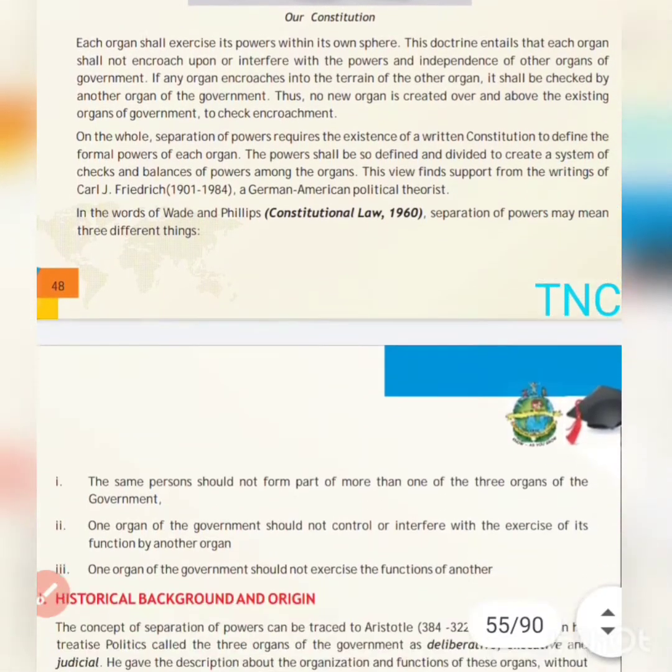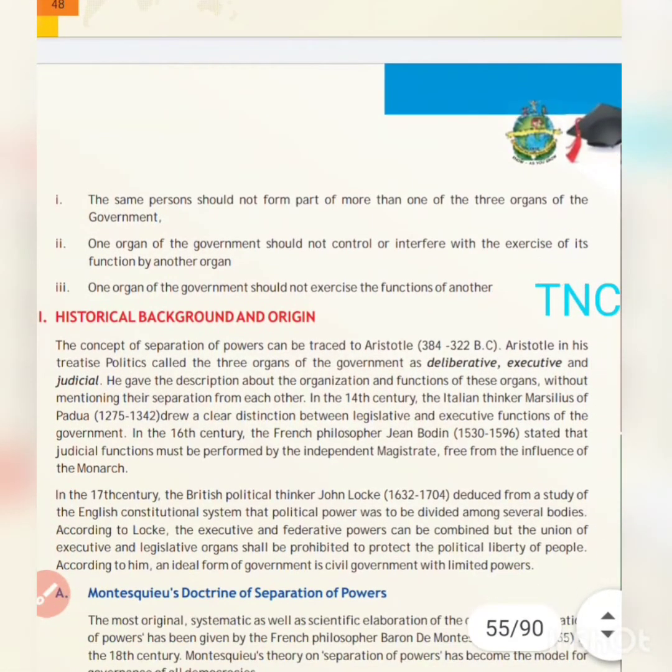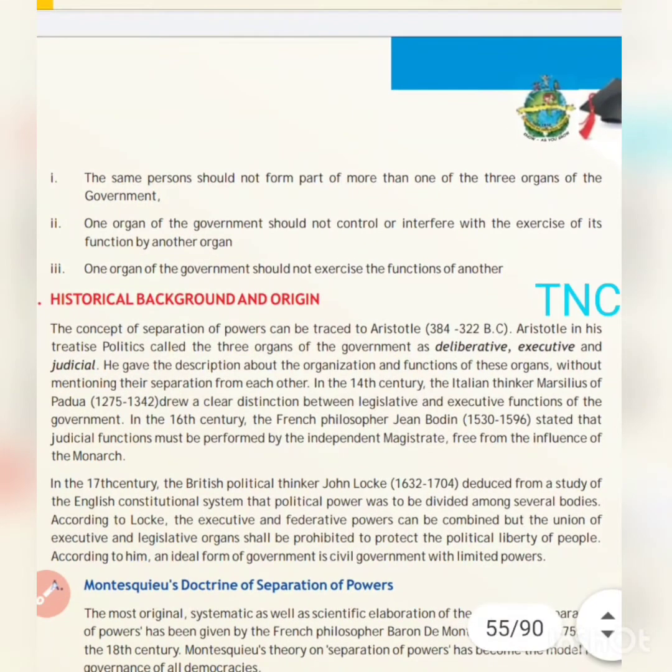The same persons should not form part of more than one of the three organs of government, meaning a single person should not be in all three organs of government. One organ of government should not control or interfere with the exercise of its function by another organ. One organ should not interfere with the functioning of another organ, right?